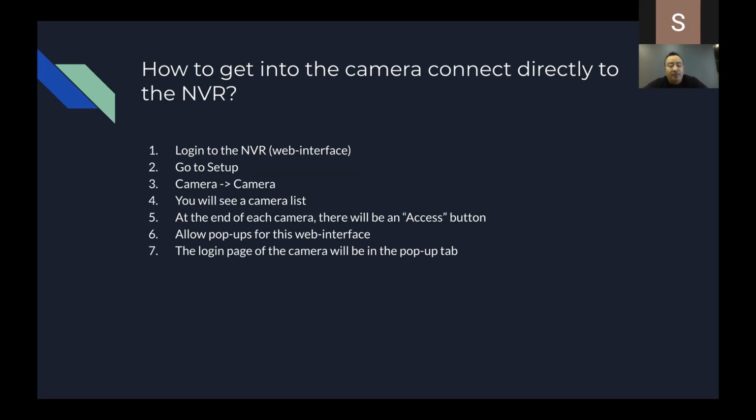So what you have to do is log into your NVR on the web interface, using Internet Explorer, go to setup, go to the camera panel, and you will see a camera list. At the end of each camera in the list, you will see an access button. When you click on this button, you will get a pop-up message asking you to allow pop-ups for this IP address or website. After you allow, the login page will pop up in the next panel.